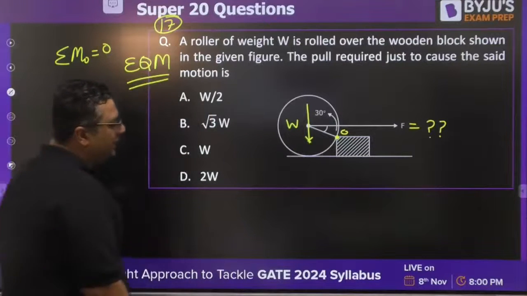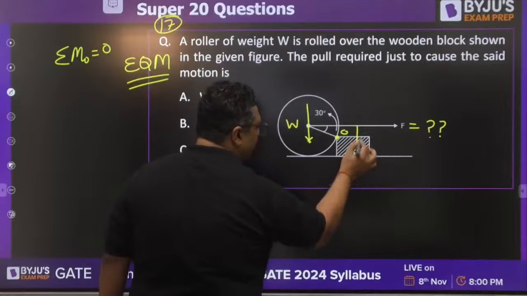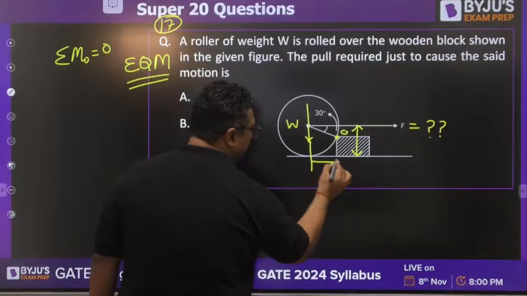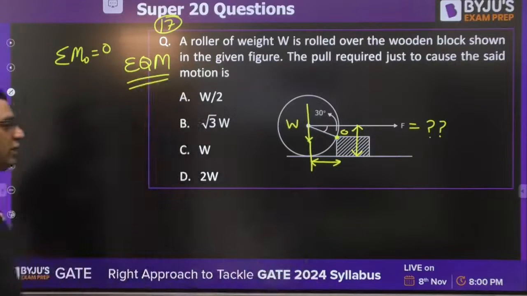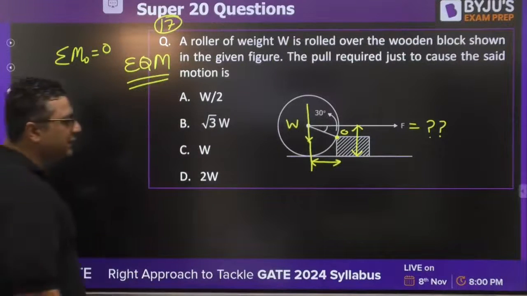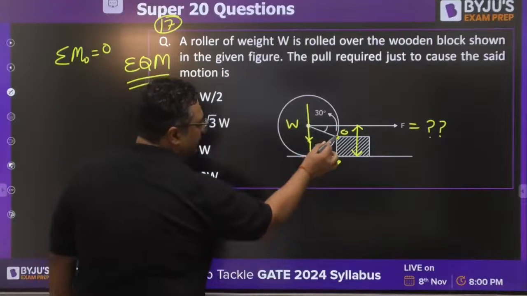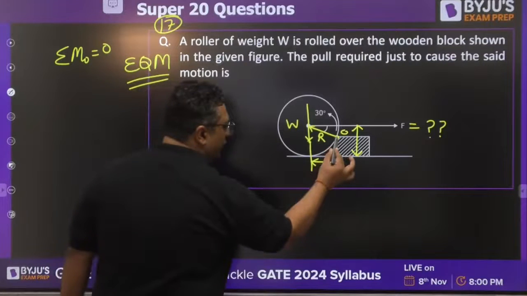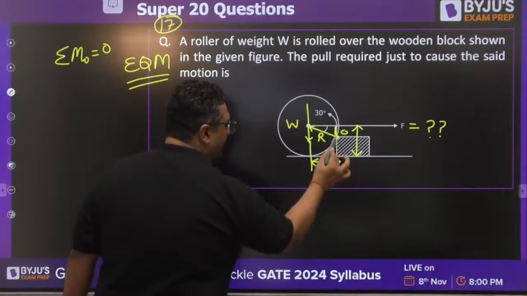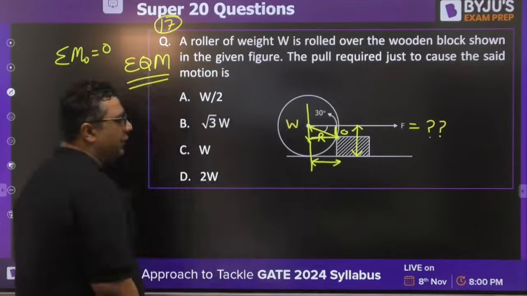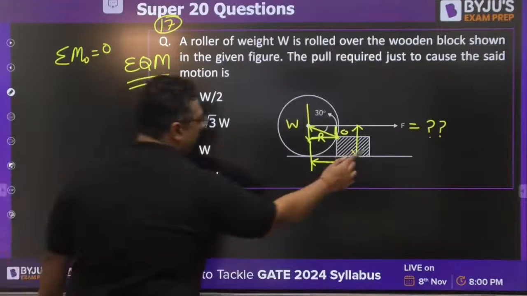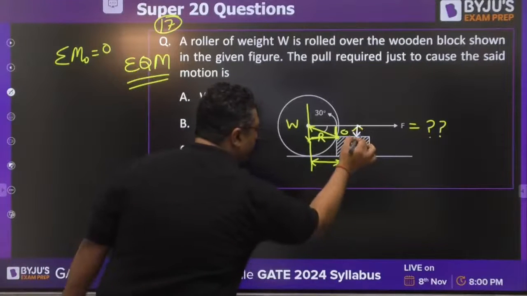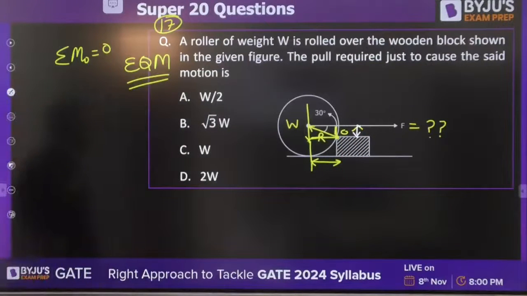So you can see that this distance will be used for the moment of force, and this distance will be used for the moment of W. And you can see that this is the radius. If you take the vertical component and horizontal component, that is what you are required. I am correcting it, this would be the distance. So you just need to take the moment here.